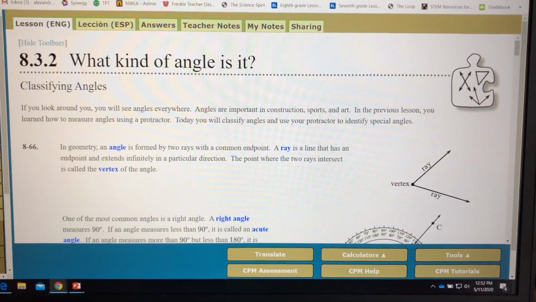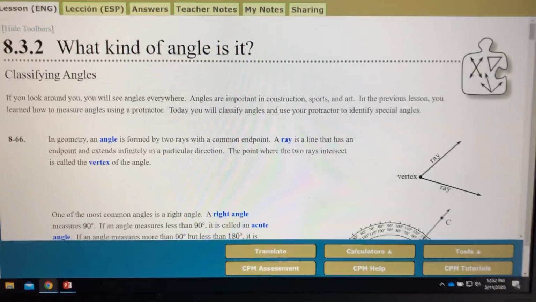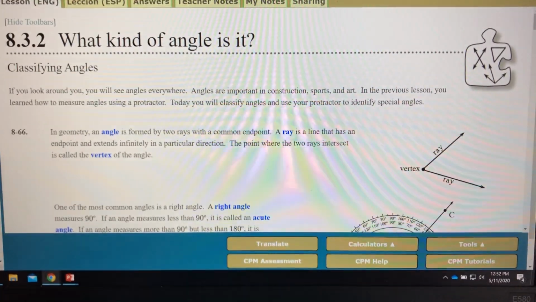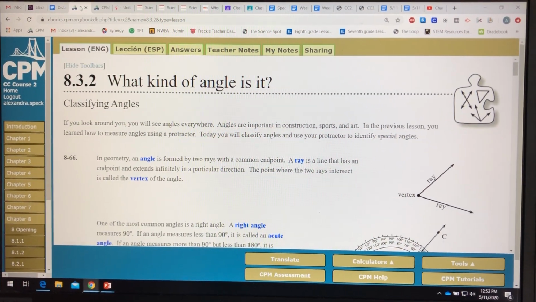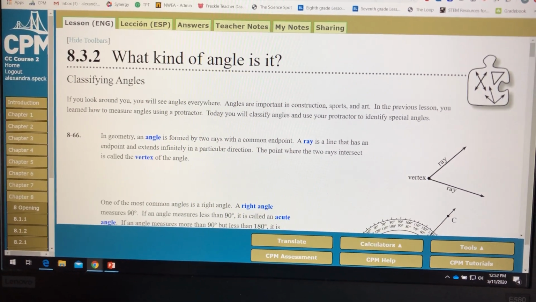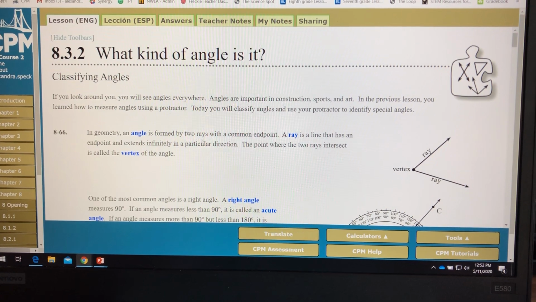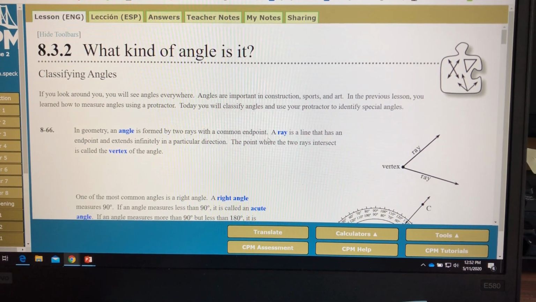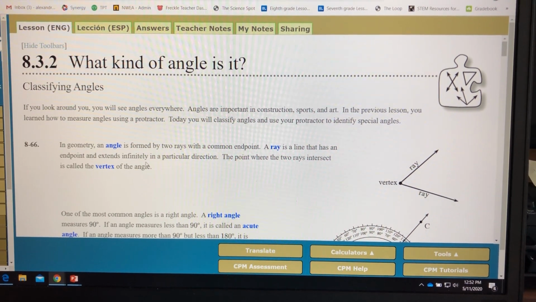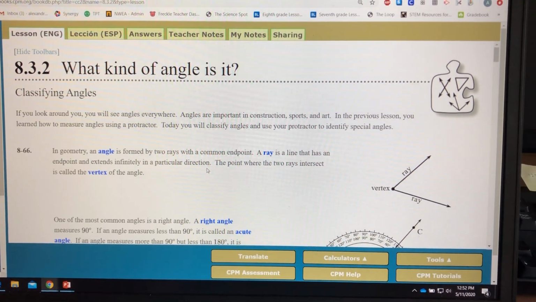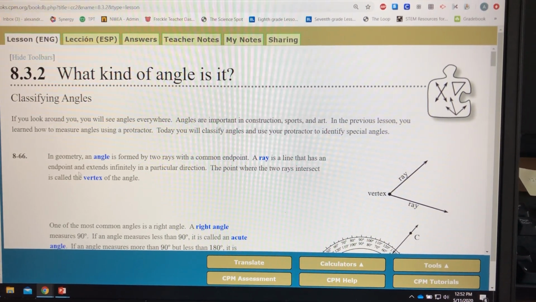In the previous lesson, you learned how to measure angles using a protractor. Today you will classify angles, and that means categorize them, and use your protractor to identify special angles. In geometry, an angle is formed by two rays with a common endpoint. A ray is a line that has an endpoint and extends indefinitely in a particular direction. So that means kind of like forever. The point where the two rays intersect is called the vertex.